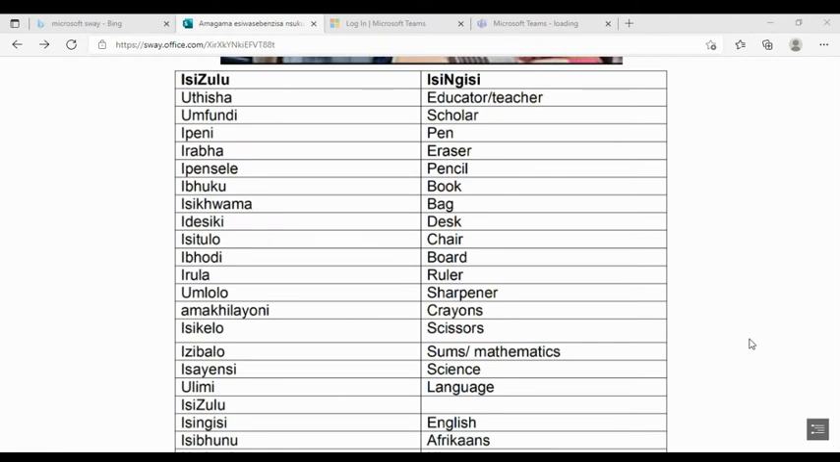Uthisha is an educator or a teacher. Umfundi is a scholar. Ipeni, it's a pen. Iraba, eraser. Ipensele, pencil. Ibhuku, book. Isikhwama, bag. Idesiki, desk. Isitulo, chair. Ibhodi, board.